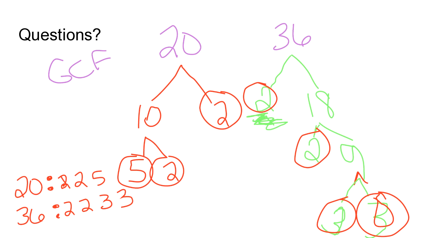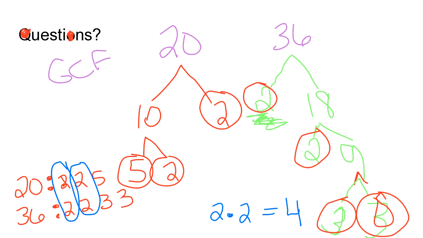So then again, we circle the ones that they have in common. But here's where it's different than the least common multiple. In the least common multiple, we multiplied all the numbers together, except we only used one of the twos from one circle and one of the twos from the second circle. In greatest common factor, we're only using the circles. So our greatest common factor is 4. 4 can go into 20 and 4 can go into 36.